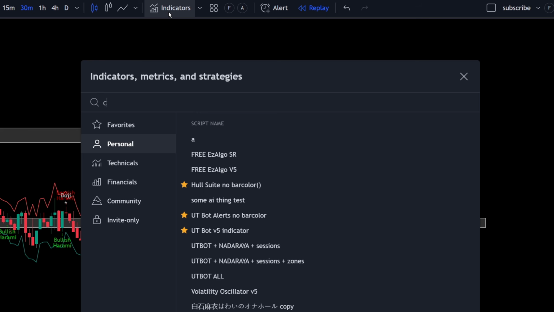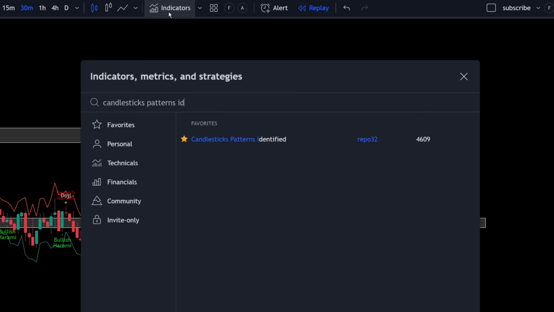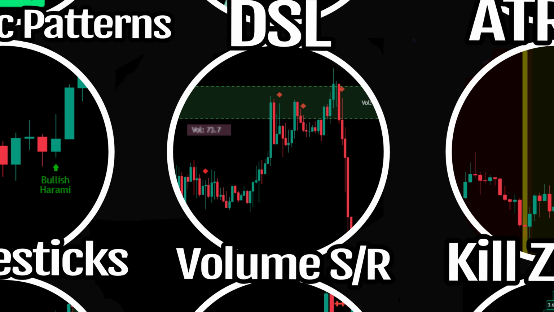To add it, search Candlestick Patterns identified and select this one by Repo 32.